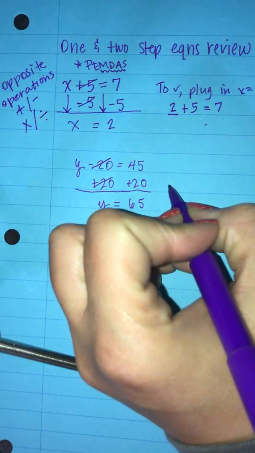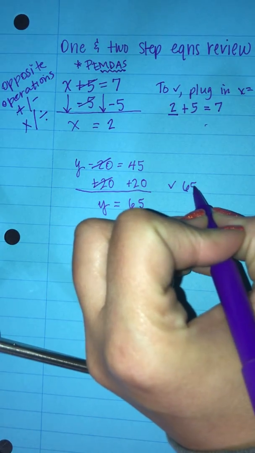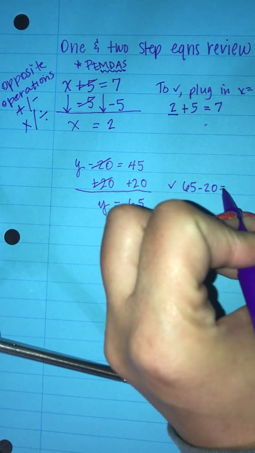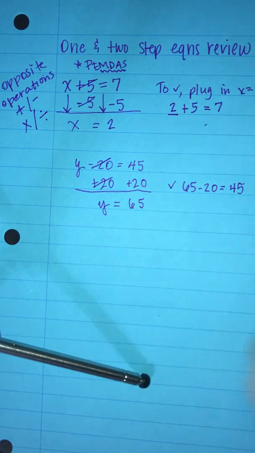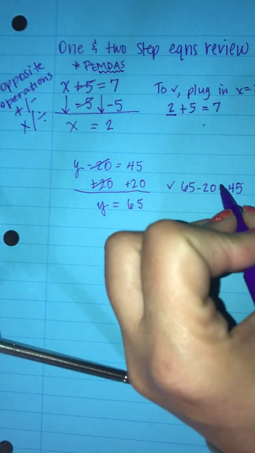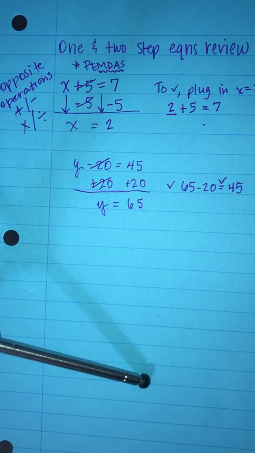So if we were going to check it, we would just say that, well, 65 minus 20 should, and we hope, would equal 45. And of course, you're going to find out that that does in fact work, so that checks out. We're good with that.